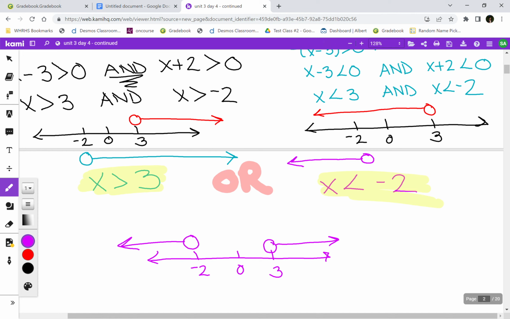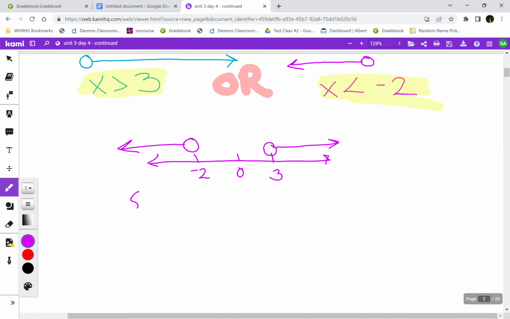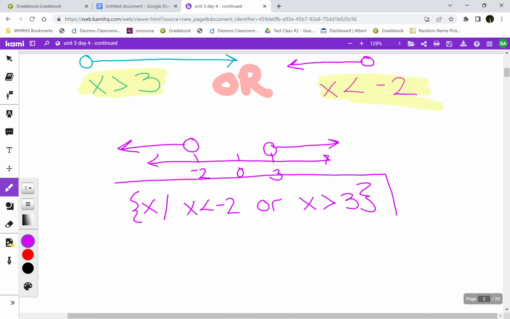So now if we're going to write this out, we have to use our solution set, x such that x is less than -2 or x is greater than 3. Close your solution set. Yes? Could you write x is greater than 3 or x is less than -2? We have to start with that. No, that's fine.